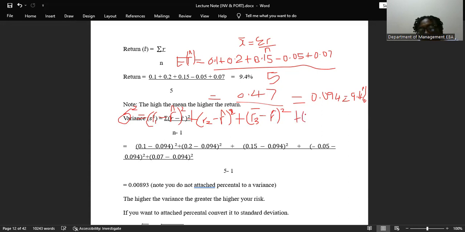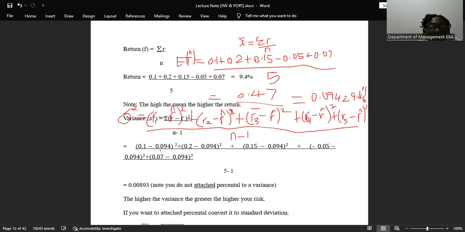I have to be careful, R4 minus the expected return plus R5 minus the expected return squared. I think I've got to bring squared here, okay? All over n minus 1. Okay, I hope you can see it.